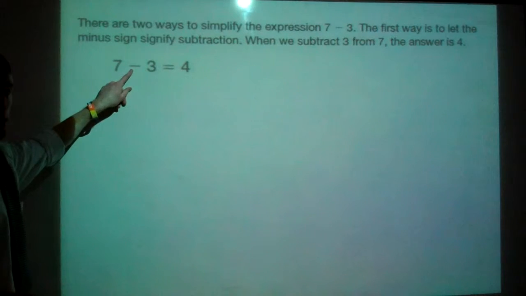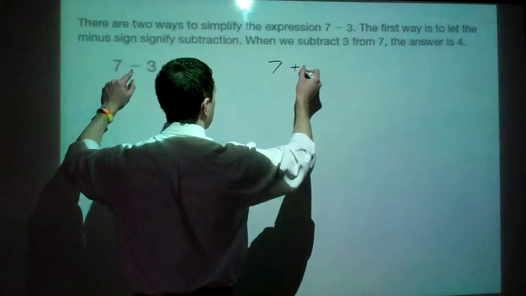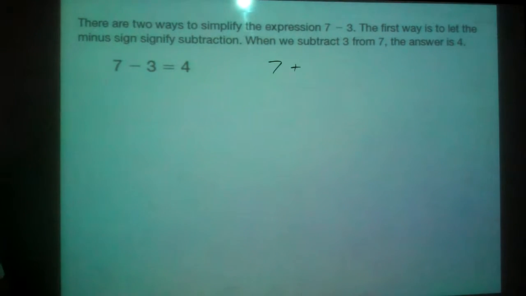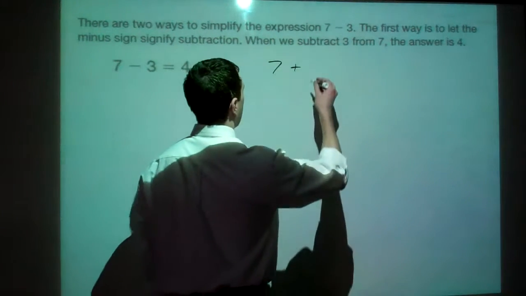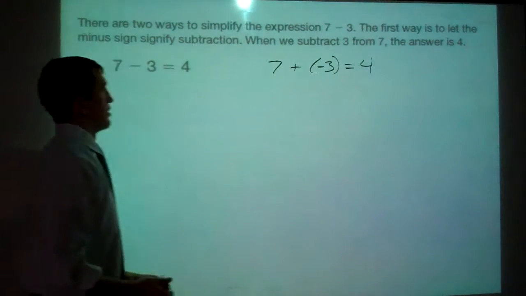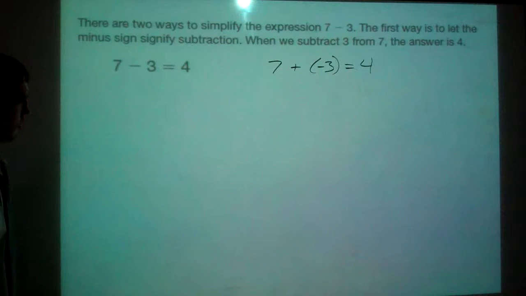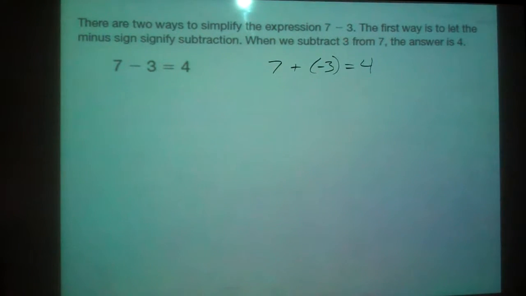We can always turn subtraction into addition. So we can do 7 plus the opposite of 3. If we add the opposite of 3, it's the same thing as taking 3 away. Okay? So 7 plus -3 gets you to 4 as well. You could try both of those on your calculator and they should both get you to 4. 7 minus 3 will give you 4. 7 plus a -3 will give you 4. So we can turn subtraction into adding the opposite each time.